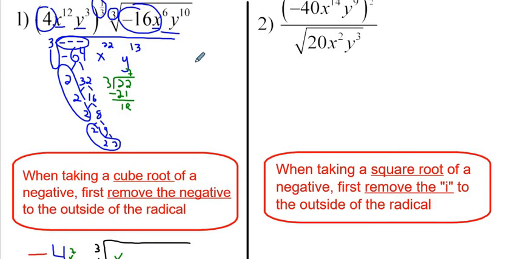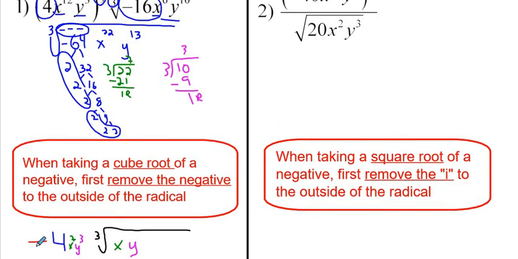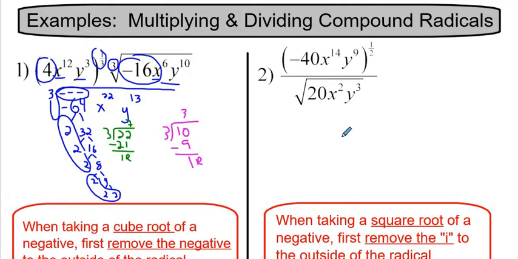Same thing for the y's. It might be reasonable to write out 10 y's, but it sure is a whole lot easier to just divide it by 3. It goes in there 3 times with a remainder of 1. So I'm going to have 1 y here and 3 y's outside. So remember that was a cube root. You take a negative out of a cube root and place a negative there.